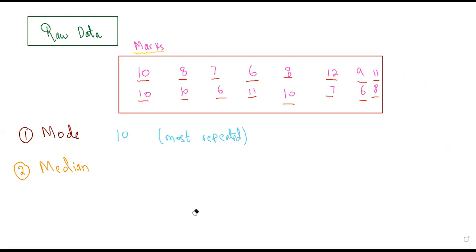Now, median is basically the middle value of the data, but you cannot determine that middle value of the data directly. This is your raw data. You cannot determine the middle value directly. You need to arrange it first. Okay, so median is basically the middle value, and it requires arranging of data first. So either you can arrange the data in ascending order or descending order. That is your choice.